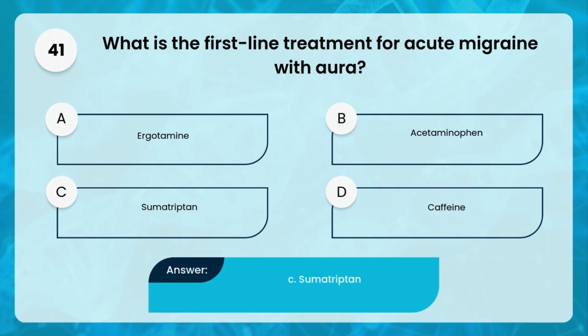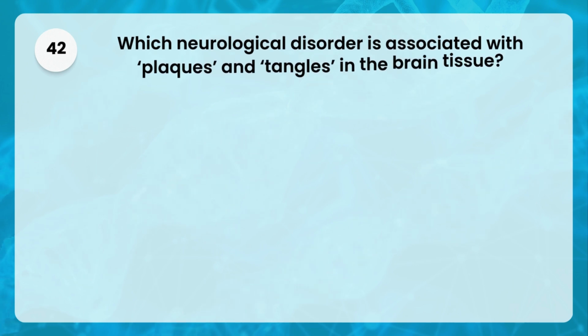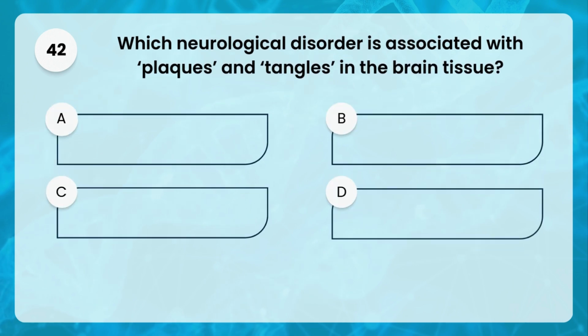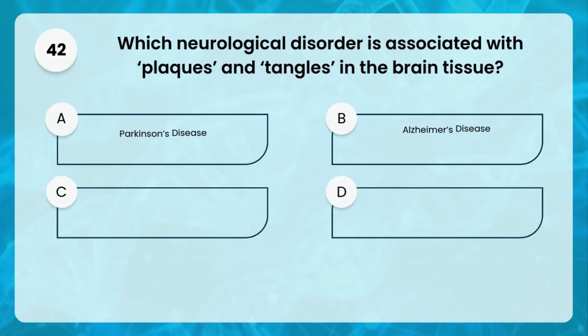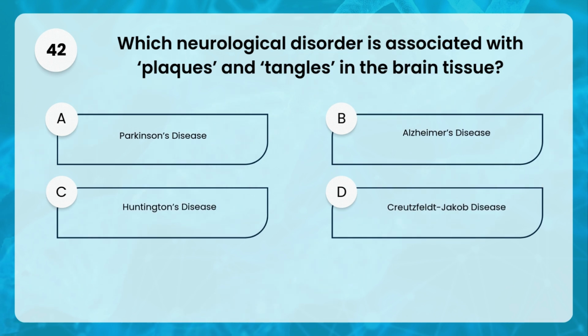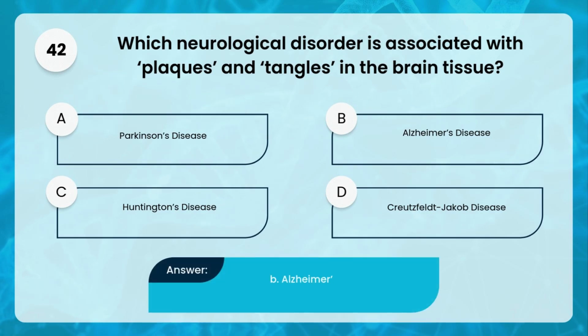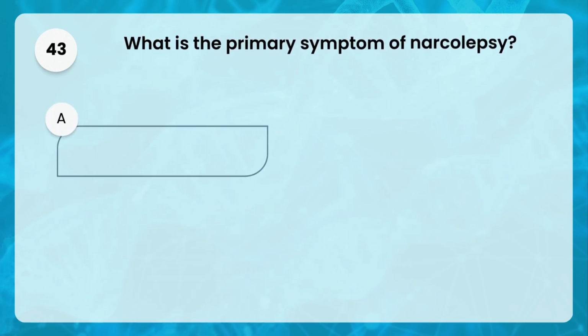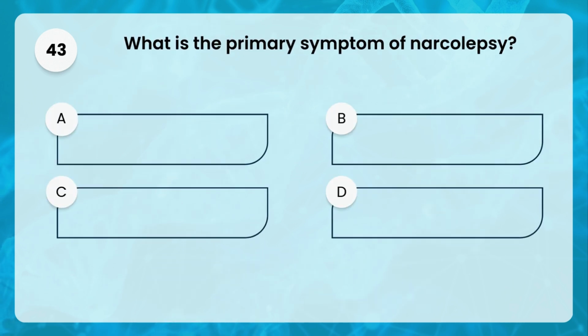Sumatriptan. Number 42. Which neurological disorder is associated with plaques and tangles in the brain tissue? A. Parkinson's disease. B. Alzheimer's disease. C. Huntington's disease. Or D. Creutzfeldt-Jakob disease. The answer is B. Alzheimer's disease.